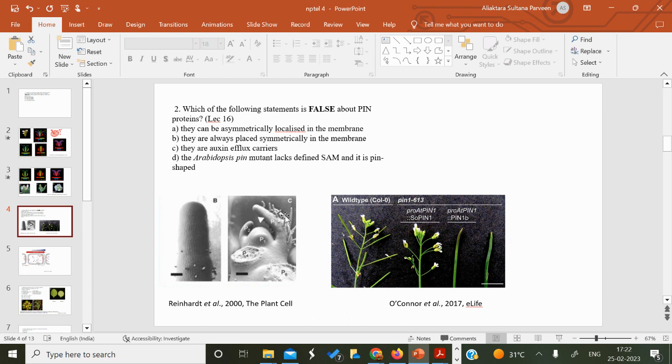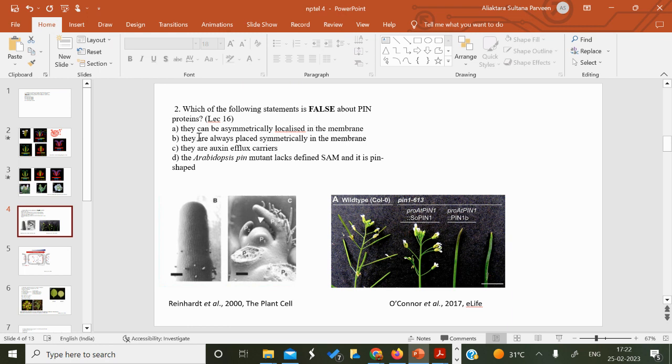Now let's see how to answer this question. Before answering any question, always read the question twice to see what exactly is being asked. Here they have asked which is the false statement. Sometimes it happens that we hurry up and try to find the true answer, and end up with a mismatch. That should not happen. Read the question twice. So, which is false about PIN protein?